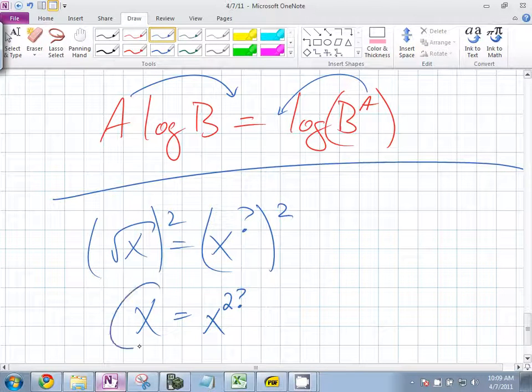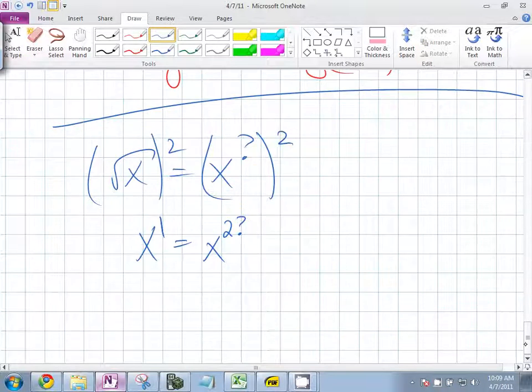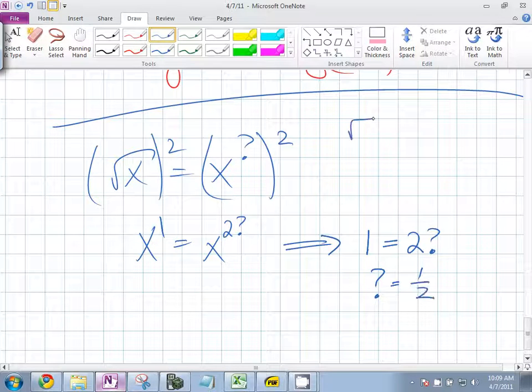What's the power of x on the left? 1. Do you agree? If x to the first equals x to the 2 question mark, what has to be true? 1 has to equal 2 question mark. So what does question mark equal? 1/2. So what did we just prove? The square root of x is x to the 1/2.